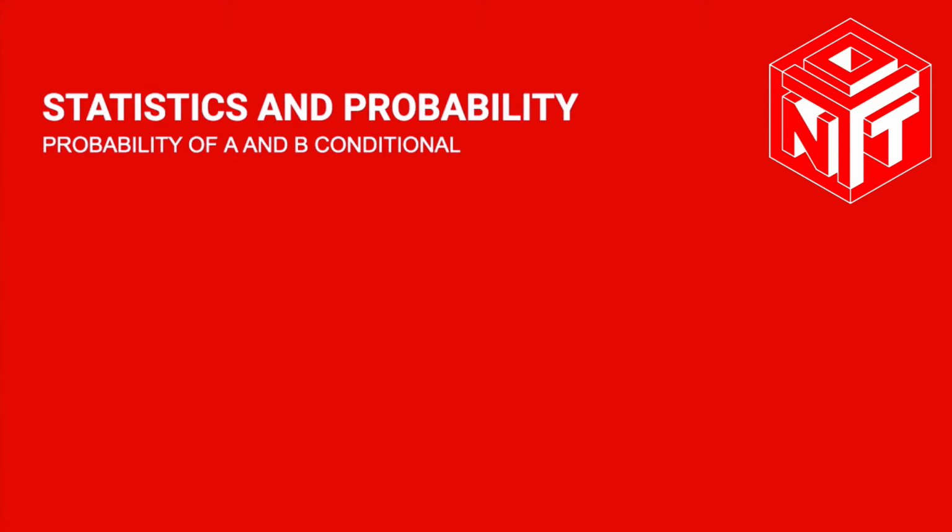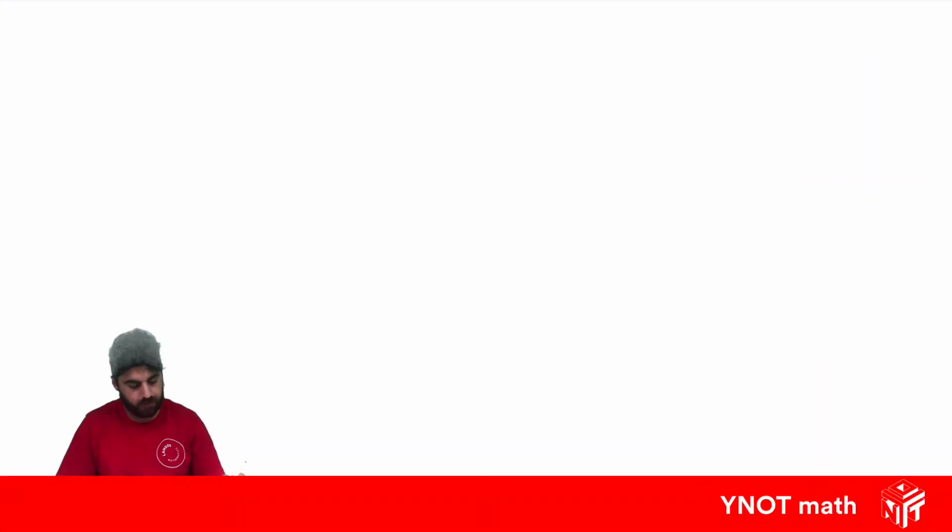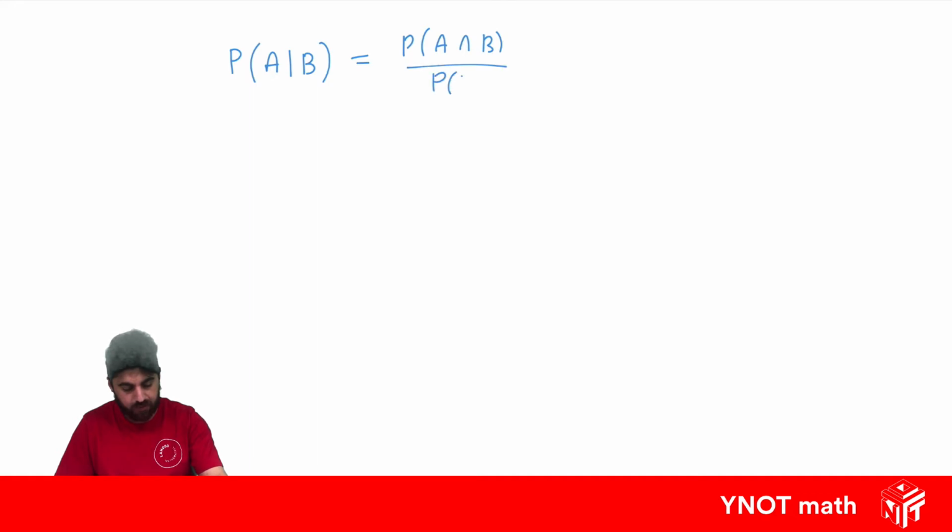Probability of A and B conditional. So given two events A and B, where there is a condition on B for A, we can write this probability like this. The probability of A conditioned on B, using a vertical line there, is going to equal the probability of A intersection B divided by the probability of B. So this is where there's some kind of extra condition of an event B on A.